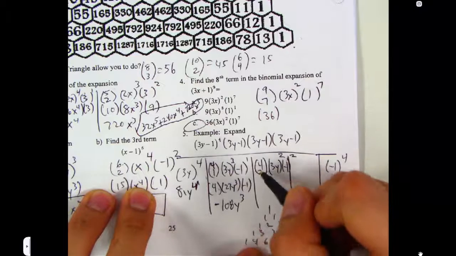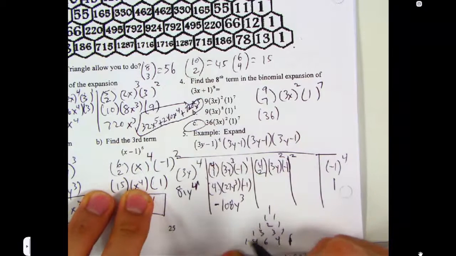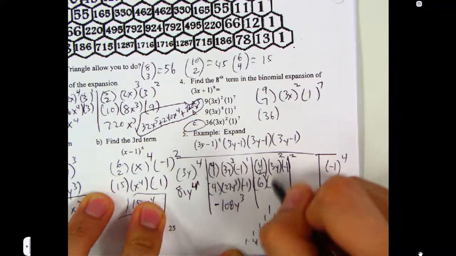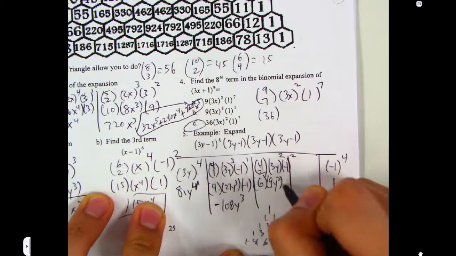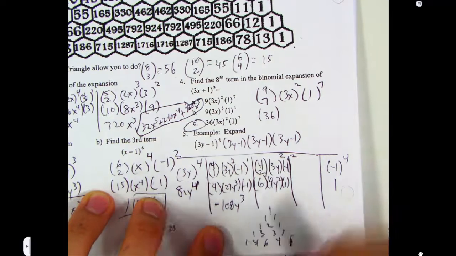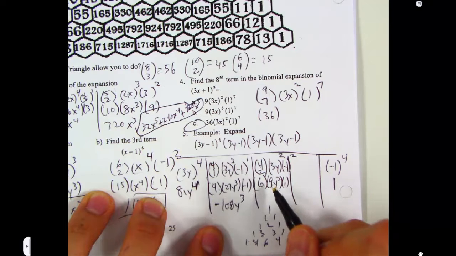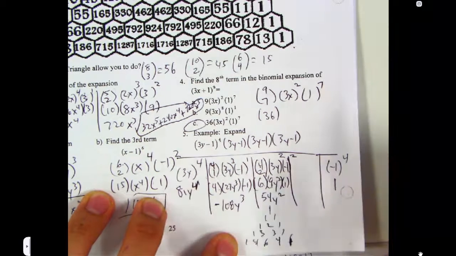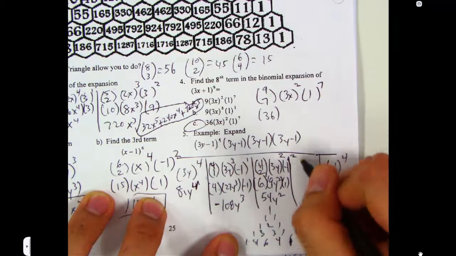Okay, do the math. On the fourth row, second term, which is 6. So 6. 3 squared, 9, y squared. Negative 1 times negative 1 is 1. Okay, so multiply the numbers. 9 times 6 times 1. 54 y squared. Okay, and the last one.